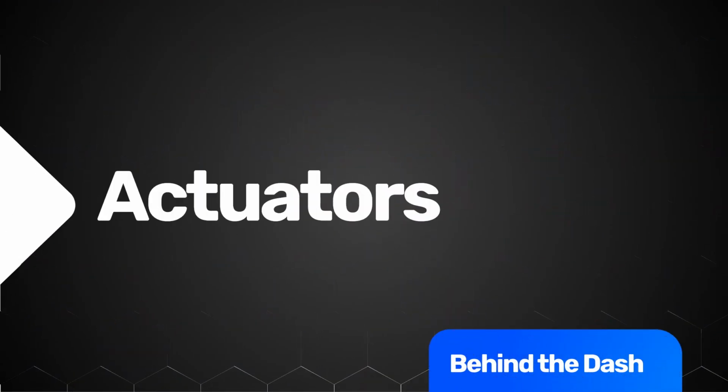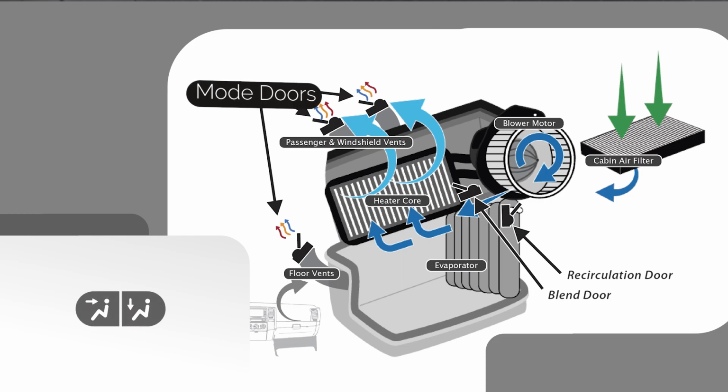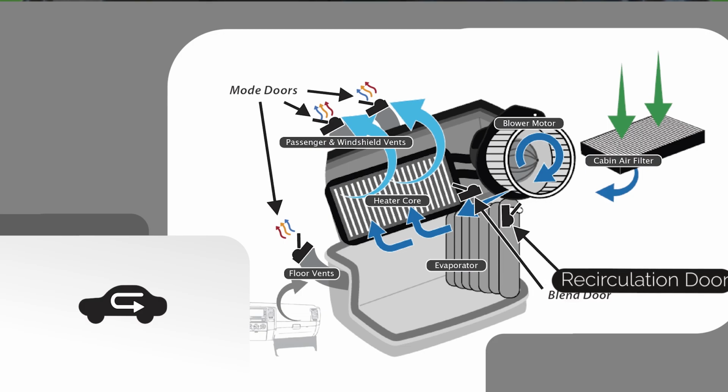If you want heat, you have blend door actuators that will move doors inside of the HVAC box to divert air to the evaporator or the heater core, or a blend of both. You have your mode door actuator, and that's just where you want the air to come out, whether it's defrost, floor, or panel. When you hit your recirc or your fresh air button, door actuators change the airflow to bring in outside air or to recirculate the air that's already in the cabin.